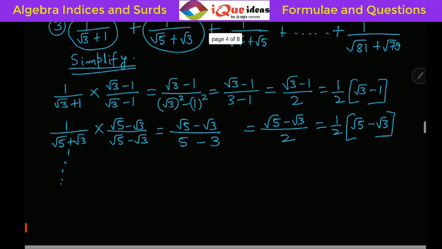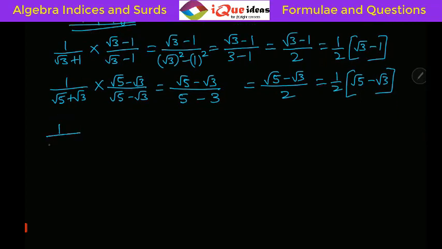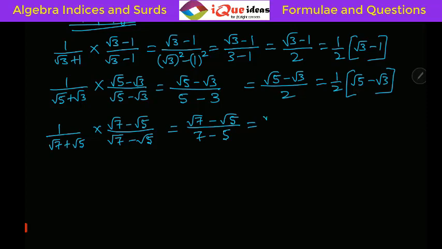Okay, let me take one more here. Let's say 1 upon root 7 plus root 5. We have to multiply by root 7 minus root 5 in numerator and denominator, because that is the conjugate. So we will get root 7 minus root 5 divided by 7 minus 5. Now 7 minus 5 is 2. So it is root 7 minus root 5 divided by 2, which is half into root 7 minus root 5. This will continue like this.